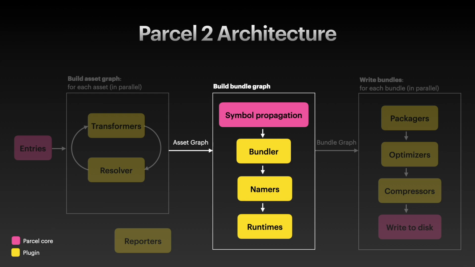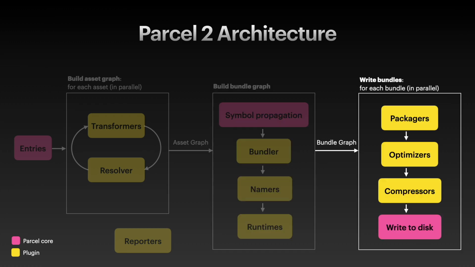Namer plugins decide what the file name of each output bundle should be. This includes things like including a content hash in the file name in order to bust the browser cache when the bundle changes. Runtime plugins inject additional code into bundles, such as code needed to load other bundles or things like hot module replacement for development.